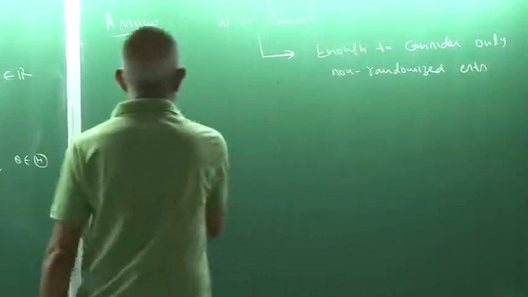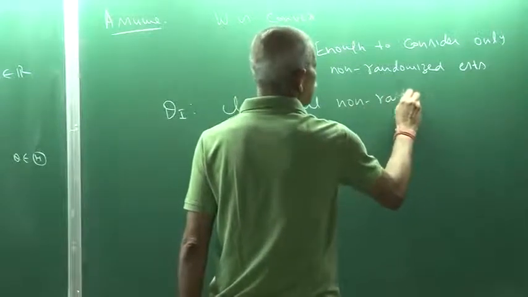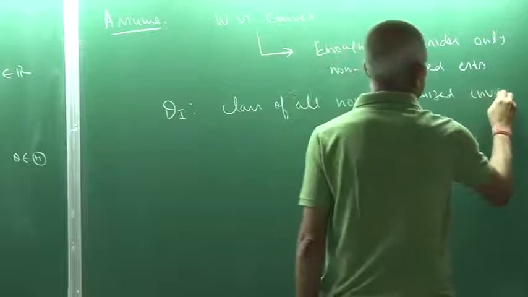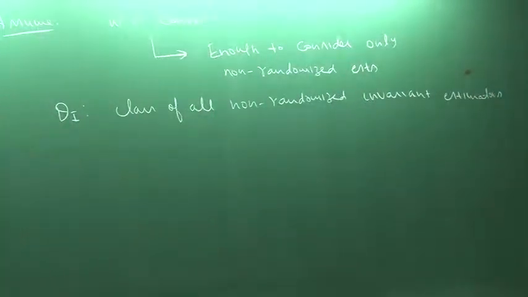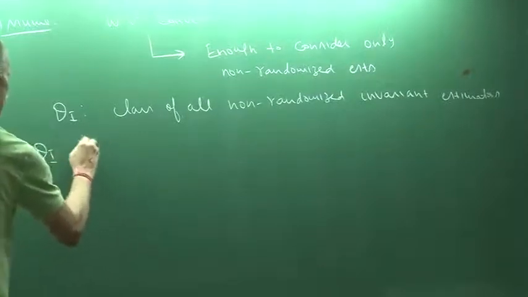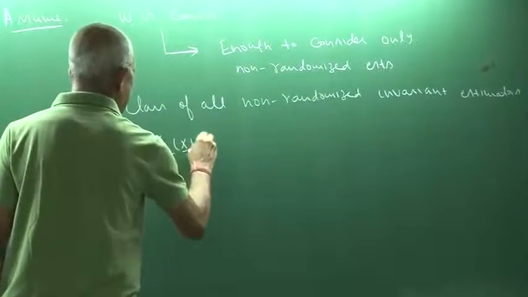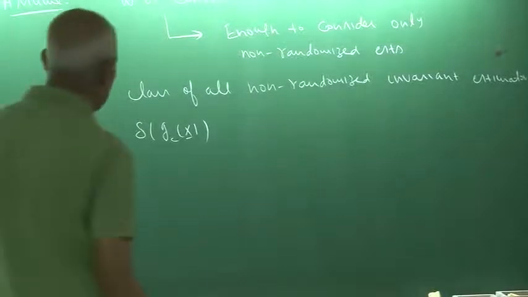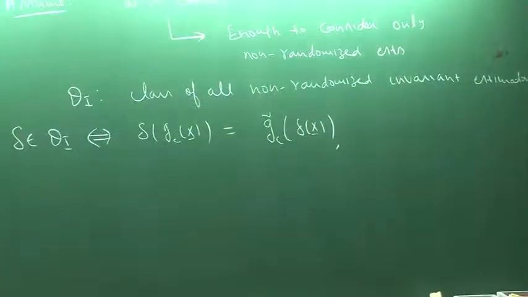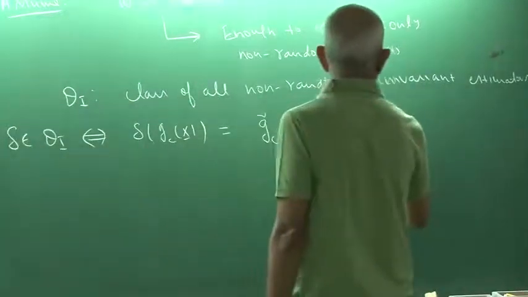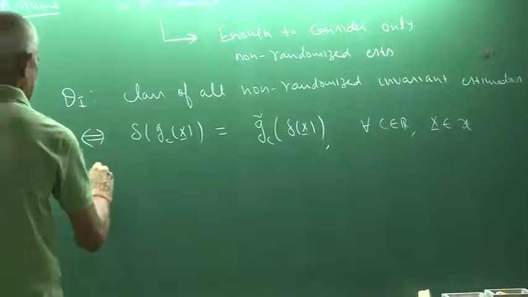So let me denote Di to be the class of all non-randomized invariant estimators. Now, what we know is by definition delta belongs to Di if and only if delta of GCX, that means decision rule after applying the transformation of observation, is same as G tilde C delta x. Right? This is the definition of invariance of a non-randomized estimator for every C belonging to R and X belonging to chi.